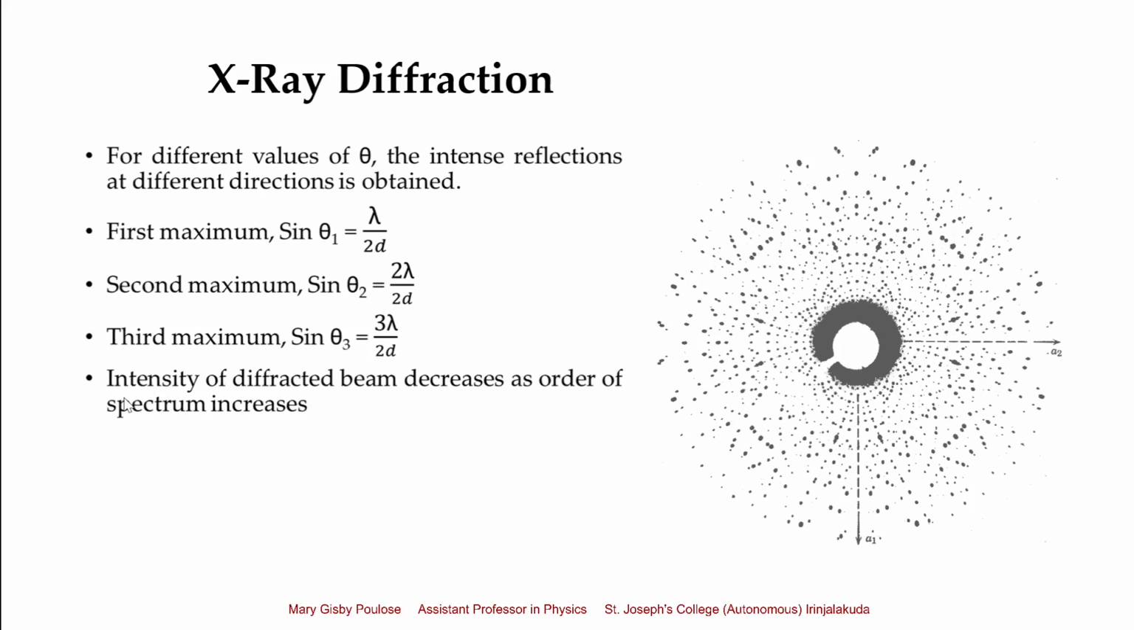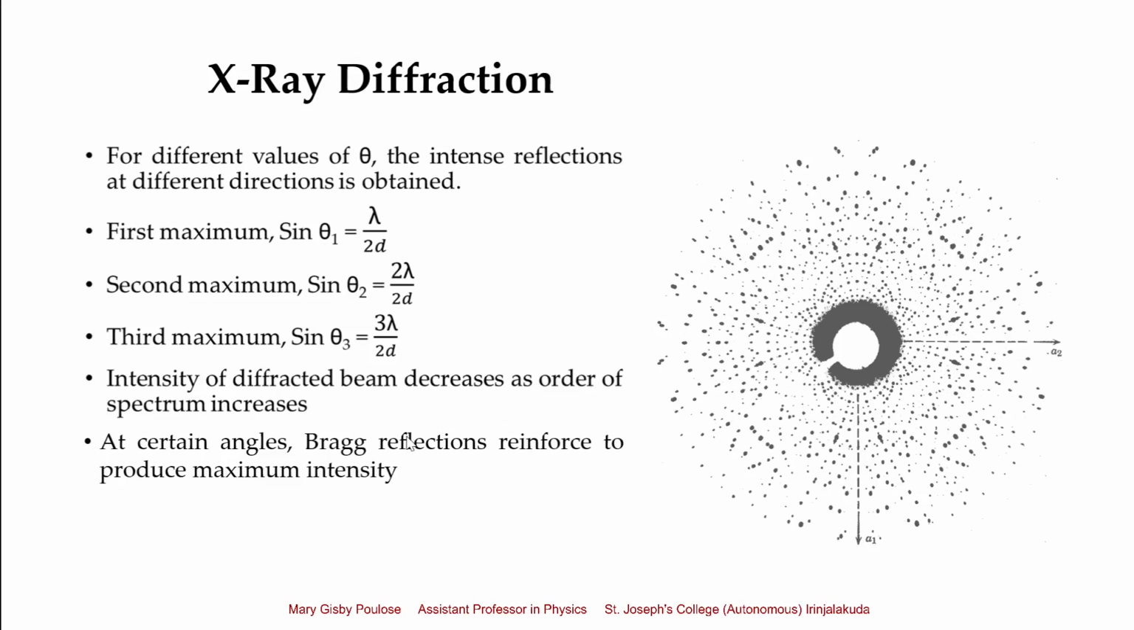Also, the intensity of this diffracted beam will decrease as the order n increases. In this figure, it is evident. Here, the intensity of the diffracted beam is very high. It is maximum. Whereas if you move away from the center, the order of the spectrum will increase. So as the order increases, the intensity of that diffracted beam is seen to decrease.